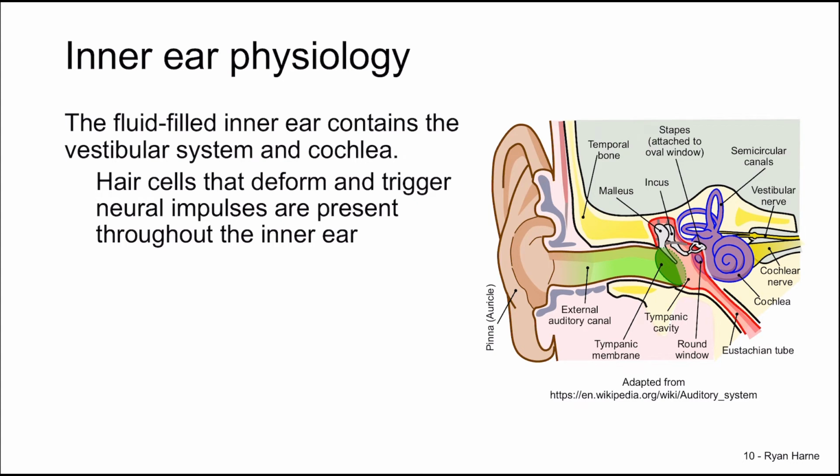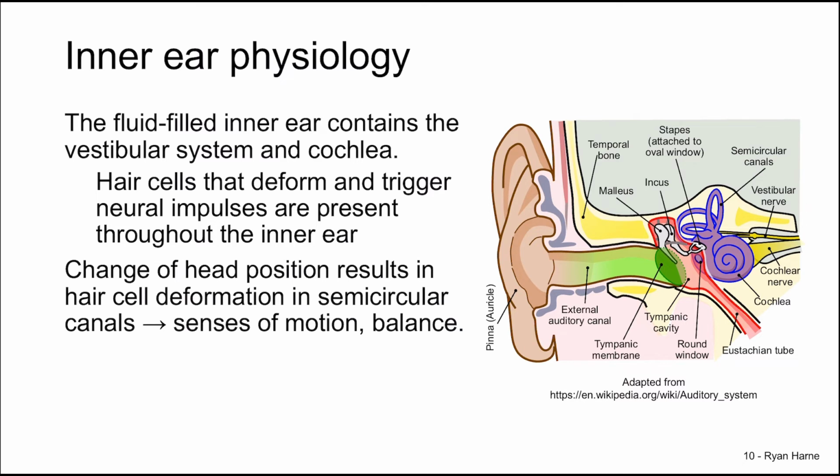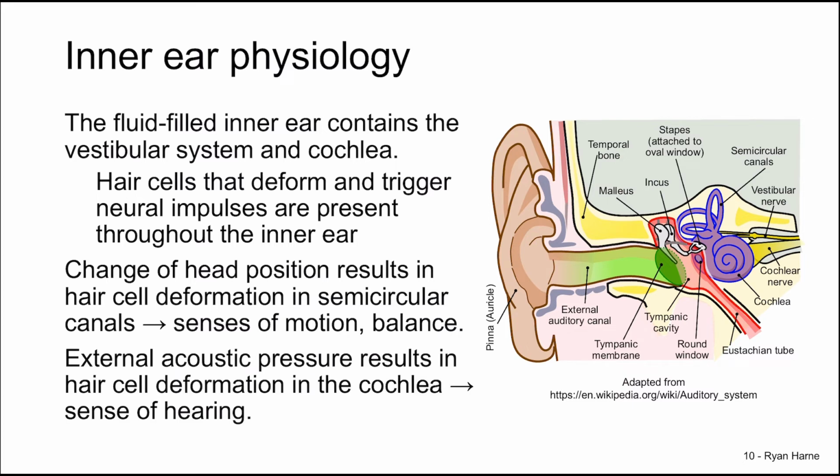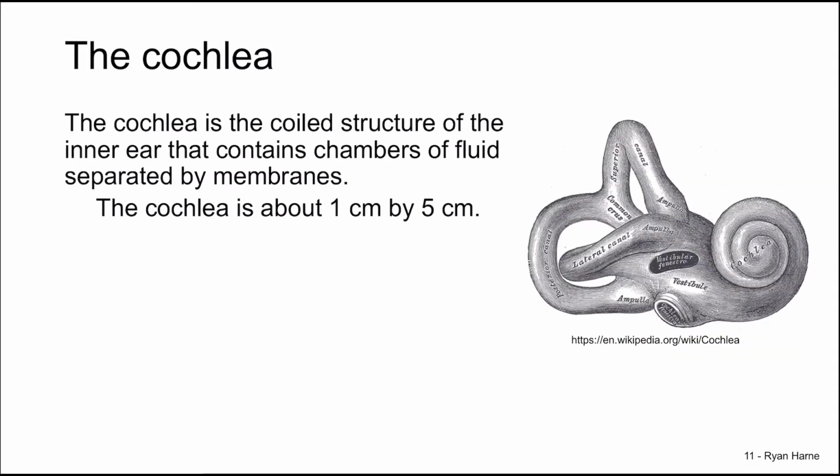Now that we've learned about the outer ear and the middle ear, let's study the inner ear. In brief, the hair cells that are in the inner ear deform and trigger neural impulses that are sent to the brain. These hair cells deform for many reasons, one of which is due to very low frequency phenomena like changes in balance and position. The semicircular canals result in hair cell deformation that help us regulate our human balance and positioning of our body. But in terms of acoustic pressure and acoustic sources, the hair cells deform in the cochlea, and this is where hearing comes from. So let's look more closely at the cochlea.